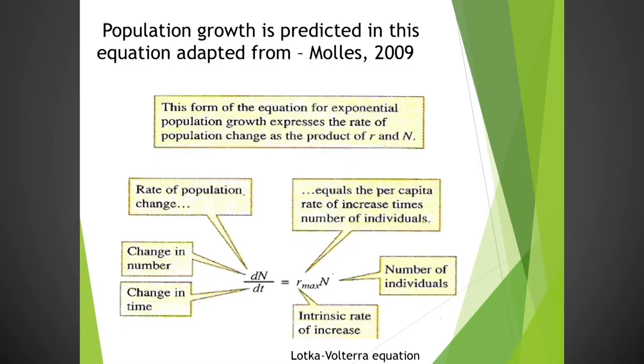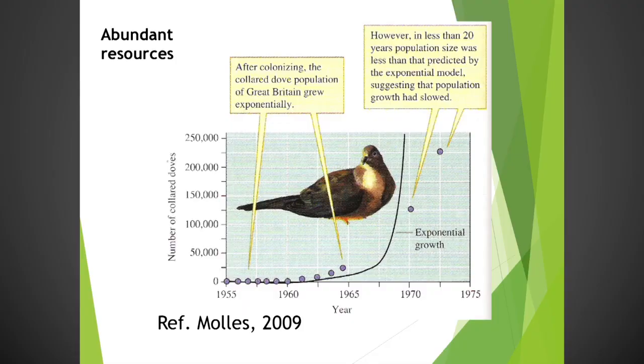So population growth as predicted in this equation is adapted from this formula. So you see the change in population, dN over dt, over time, you have r max times N. The r max is the intrinsic rate of increase. This is what we term the Lotka-Volterra equation. So if you represent this equation in a graph, you'll have a J-shaped curve. That means population size is increasing indefinitely.